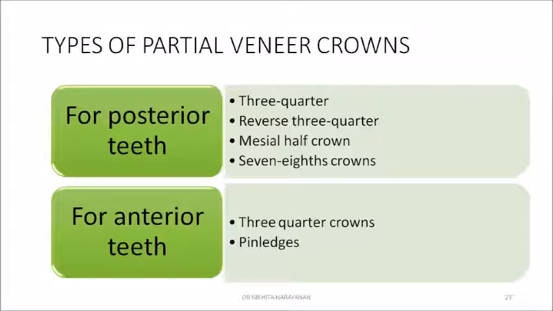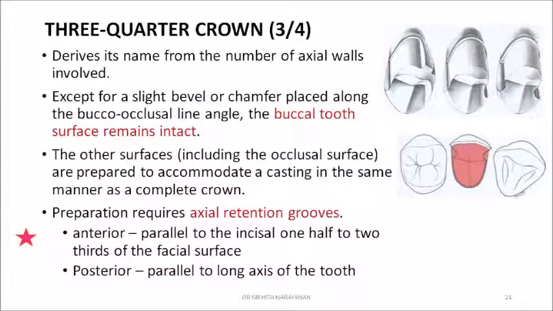So for posterior teeth, there is a 3/4 crown, there is a reverse 3/4 crown, mesial half crown and 7/8 crown. For anterior teeth, we have 3/4 crowns and pin ledge restorations. So the first type of partial veneer crown is a 3/4 crown. From the diagram, you can see that 3/4 of the tooth structure is prepared to accommodate a casting. 1/4 of the tooth structure, that is the buccal tooth surface, is left intact. So that's how it got its name as 3/4 crown.